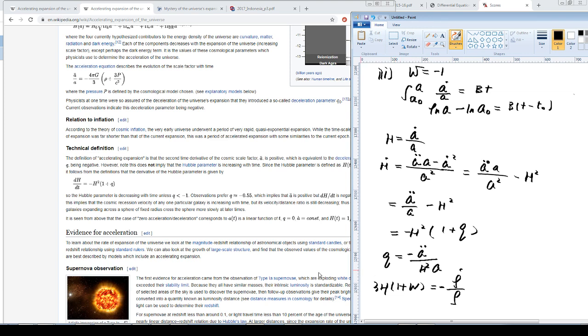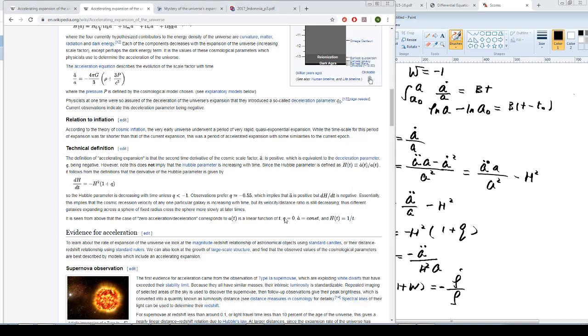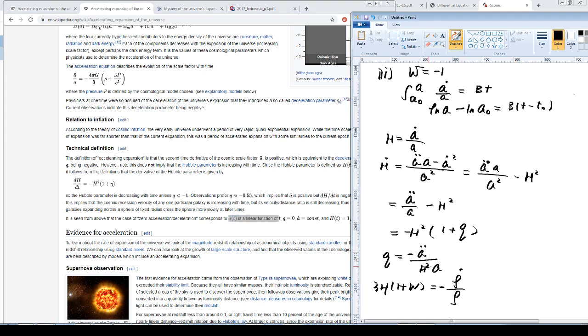Well, now certainly this makes sense using their notation. If Q equals 0, then A double dot is necessarily 0. A dot is a constant. So I don't think so. From here, I don't think Q is W. Q is not W.